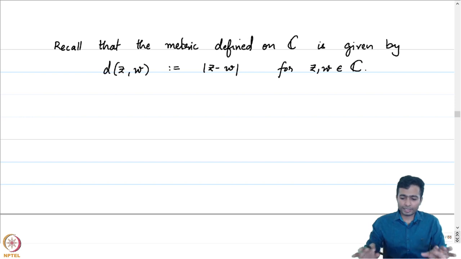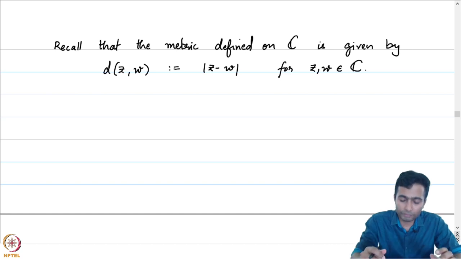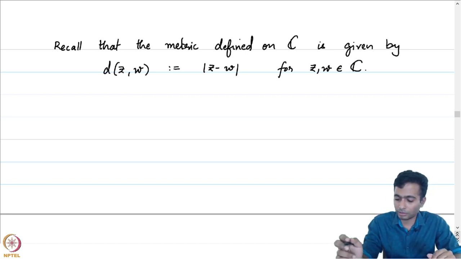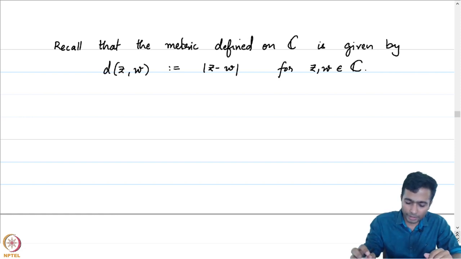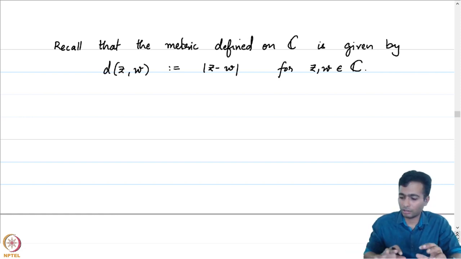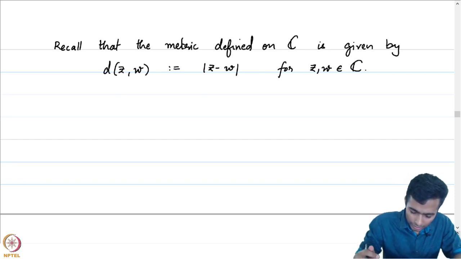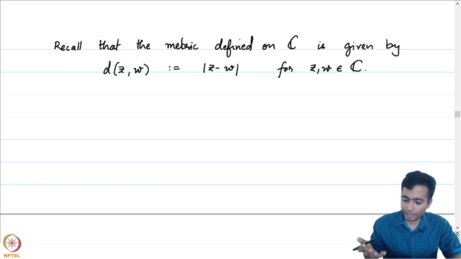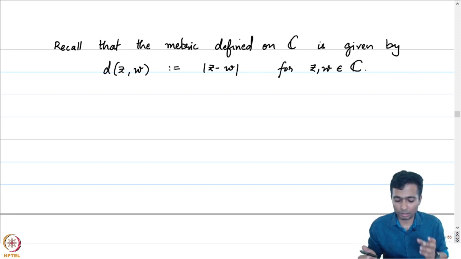So in this lecture, we will do a quick recap of the familiar topological notions on the complex plane. This is material which you would have already seen in a multivariate real analysis course. Nevertheless, let's do a quick recap. The intention is also to set the notations for the rest of this course.